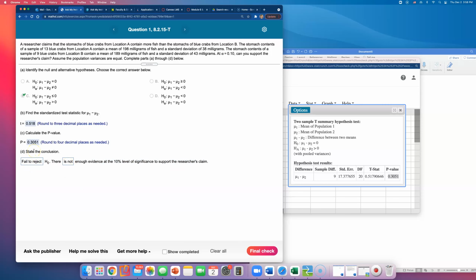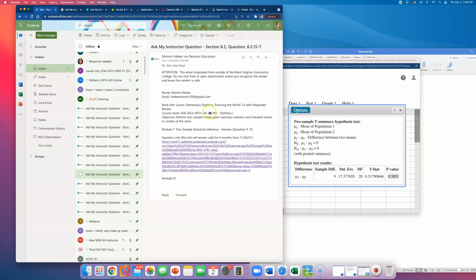So when it comes down to p-values, we want it to be small, because a small p-value is strong evidence against the null hypothesis. So that's how you can do question number 15 on Module 7 homework.